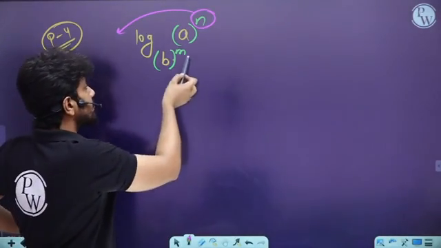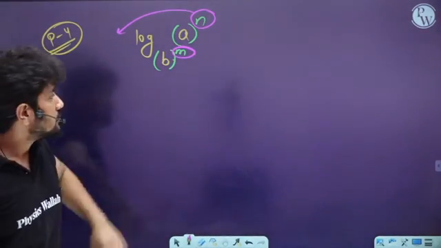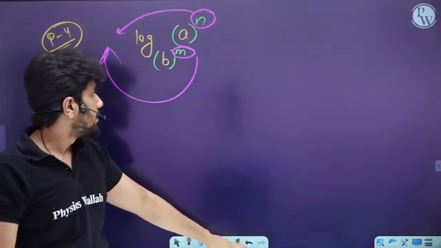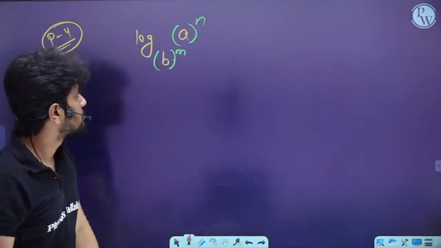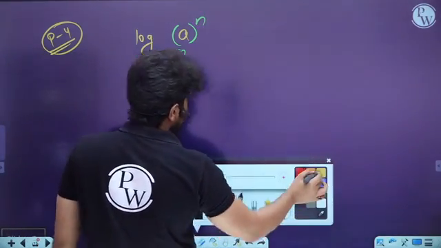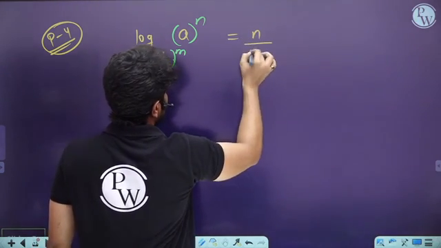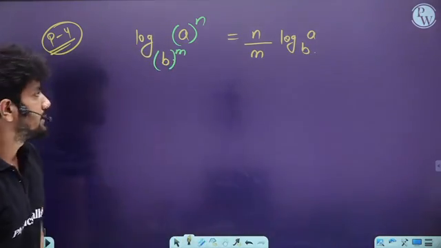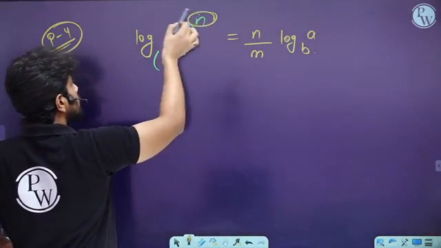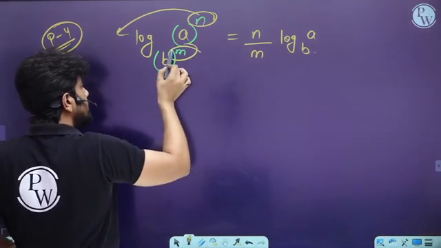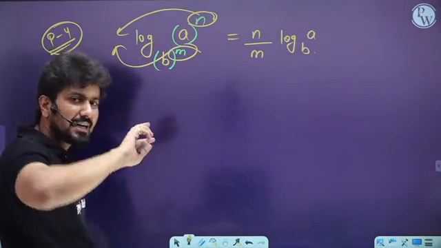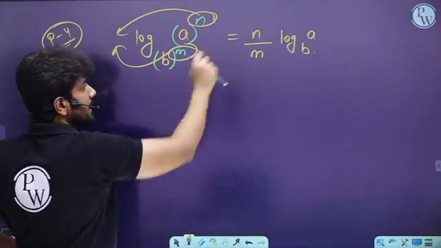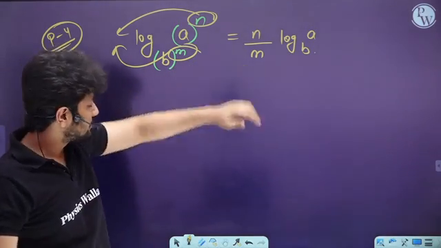What about this power which is on the base? The power on the base goes as a reciprocal over here. That's the property. Power on the base goes as reciprocal. So we can write the same thing as n upon m times log of a to the base b. See, the power on this number goes in the multiplication, the power on the base goes in the multiplication, but as a reciprocal. m becomes 1 by m. So n by m times log of a to the base b.